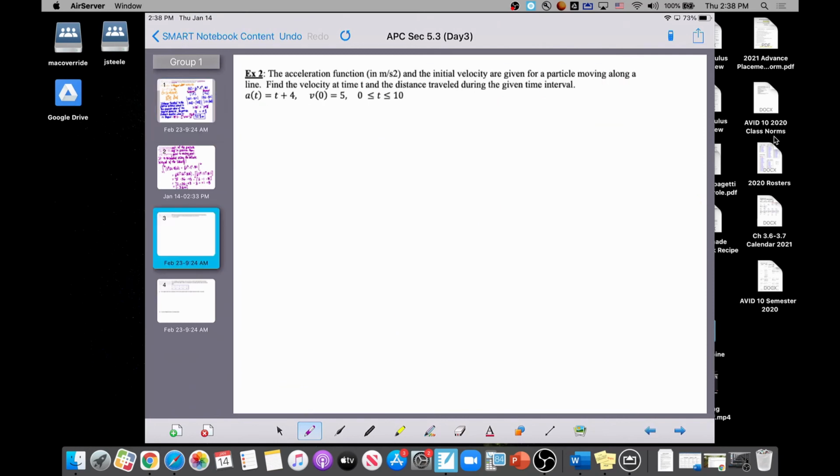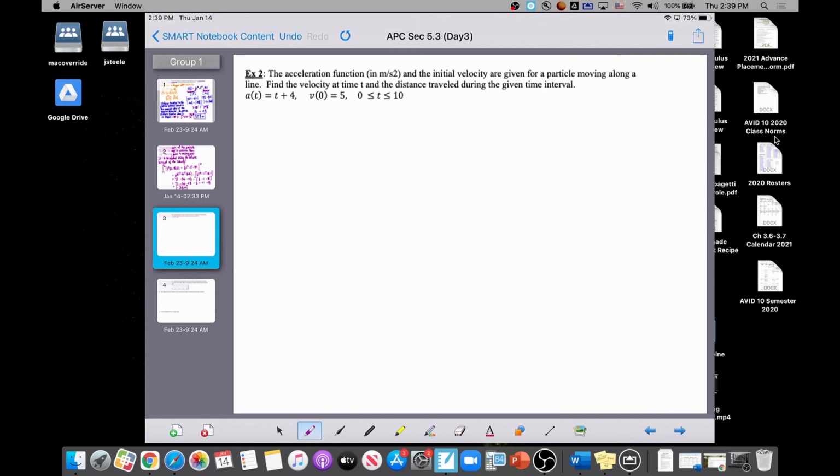Moving on to example 2. The acceleration function in meters per second squared and the initial velocity are given for a particle moving along a line. Find the velocity at time t and the distance traveled during the given time interval. All right, so let's begin by first finding our velocity function.